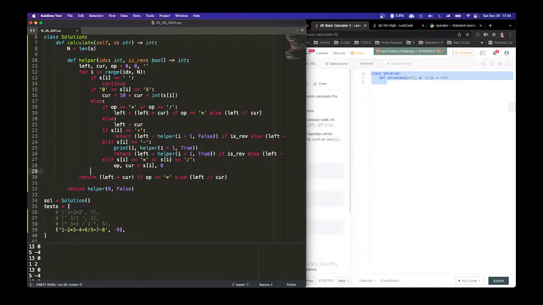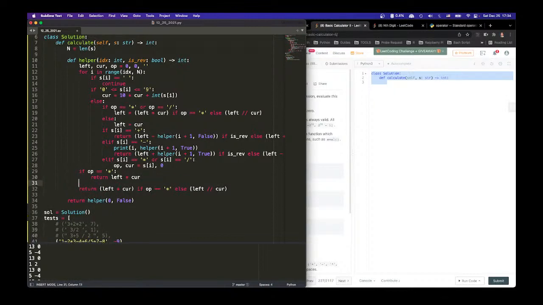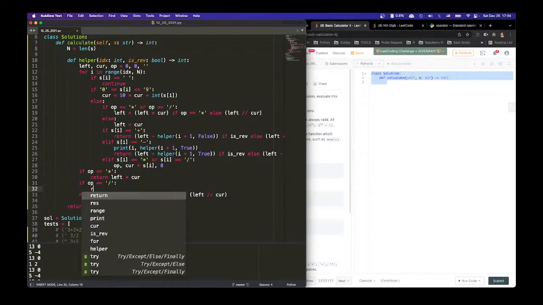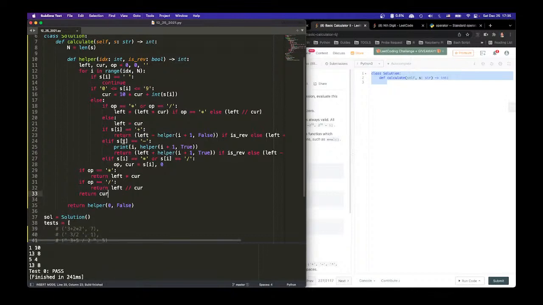Okay, hold on. Basically, we say if OP is this, return left times current. If OP is equal to this, return left divided by current. If OP is not these, or definitely not plus or minus, so if OP is this, then we just return current. How about this? There you go. Now we pass. Now we pass.